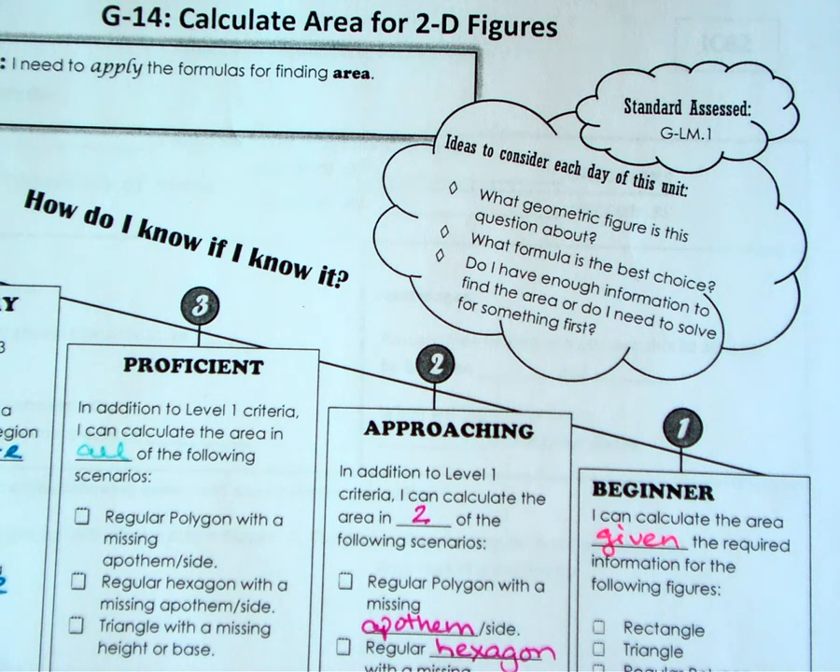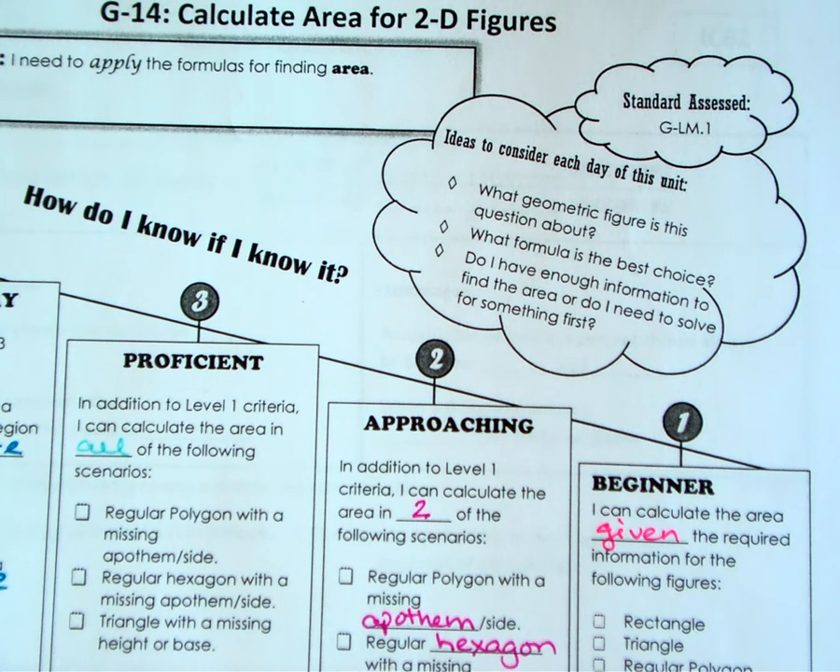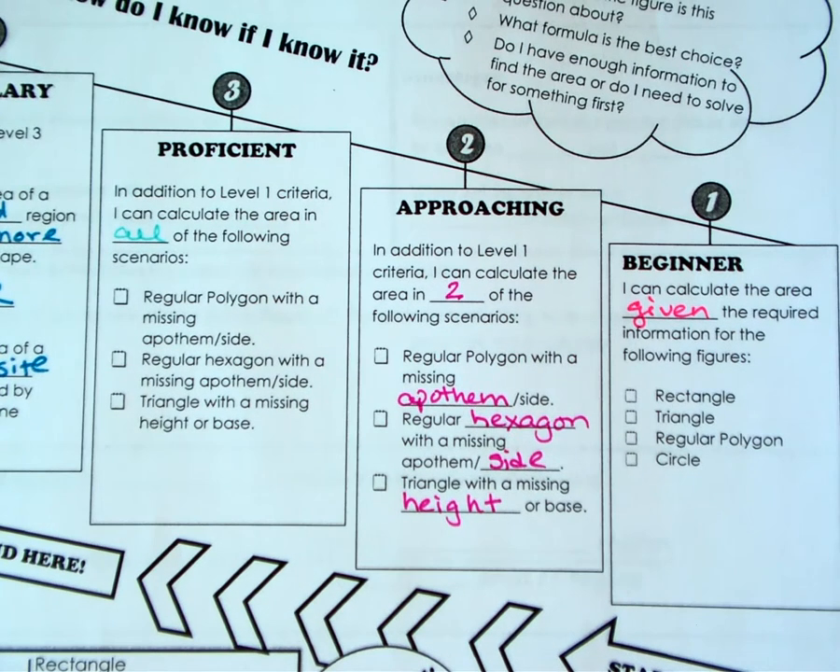Okay, so before we finish our last lesson for Standard 14, let's review the scale for calculating area for 2D figures. You're at the beginning level if you can calculate the area given the required information for a rectangle, triangle, regular pentagon, and circle.